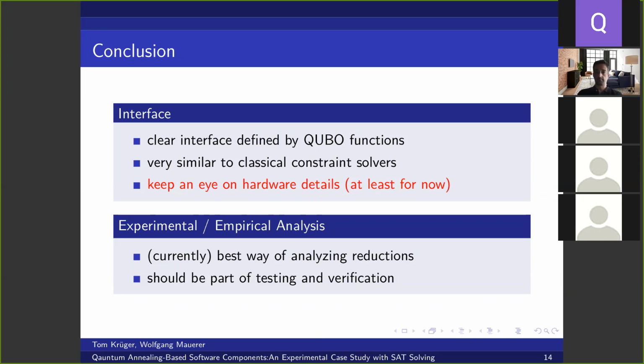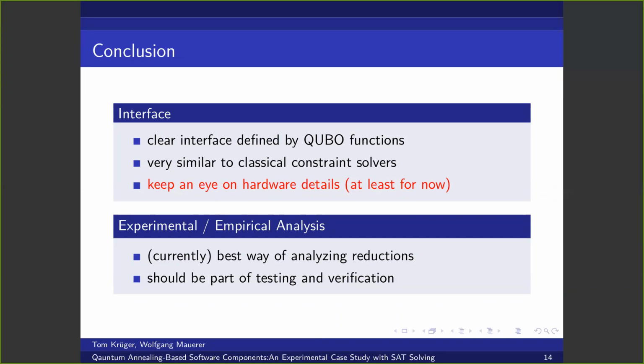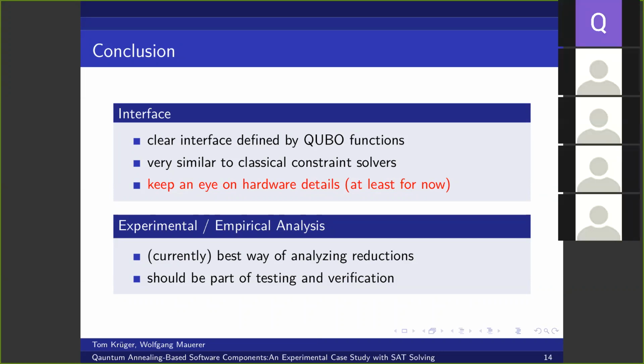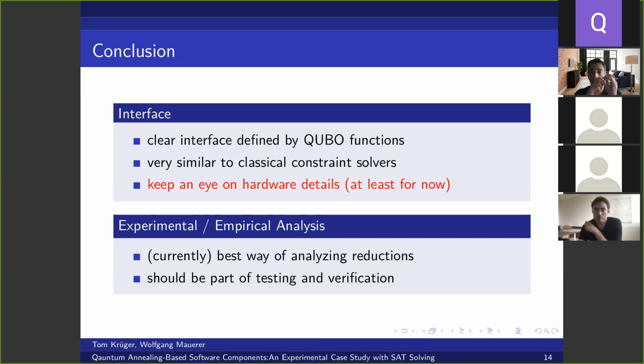And then also about the experimental or empirical analysis, it currently is the best way of analyzing reductions, and therefore it should be a part of the testing and verification phase if one uses quantum annealing software components in one's software architecture.